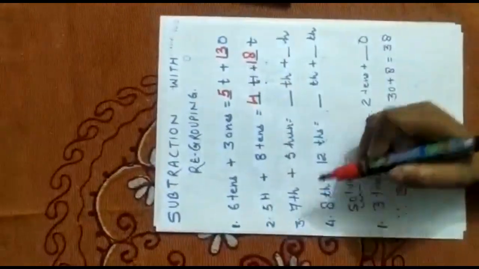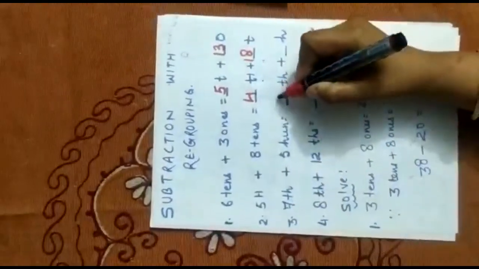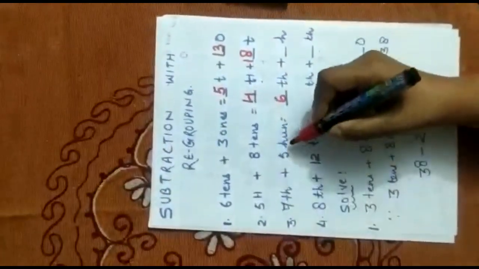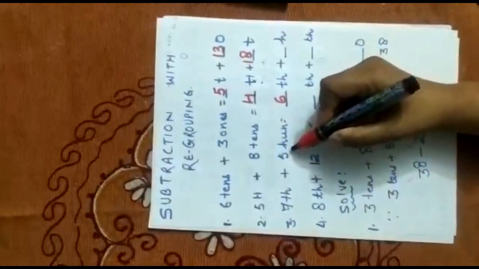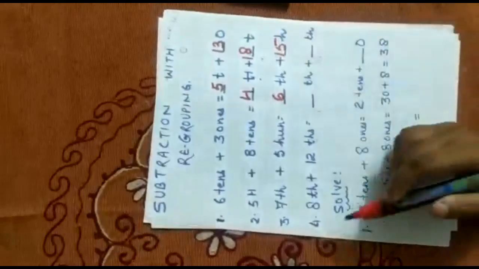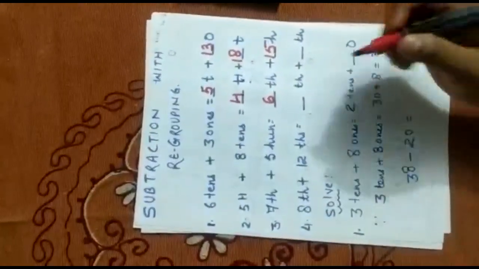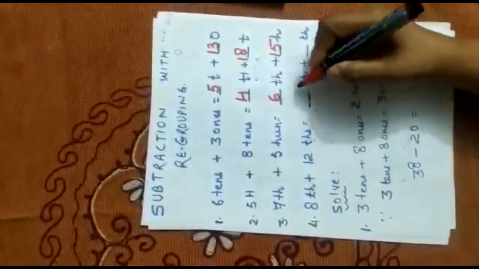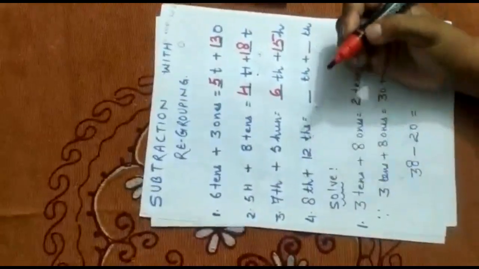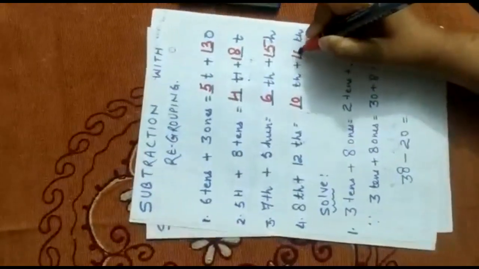Now come to 7,000 plus 500. We can write 7,000 as 6,000 and 1,000 will come added with the 500. It will become 1,500. Now 8,000 plus 12,000 can be written as 20,000. So we can write it as 10,000 plus 10,000.